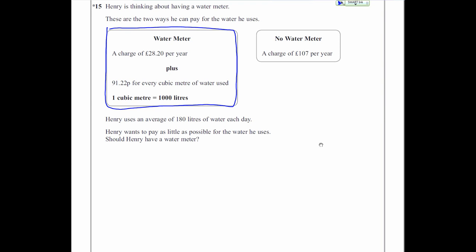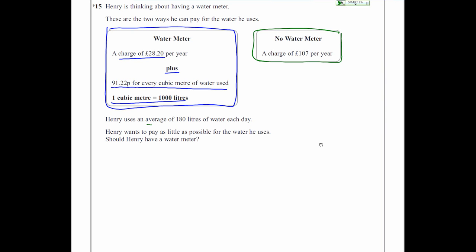He has a charge of £28.20 per year plus 91.22 pence for every cubic meter of water he uses. And 1 cubic meter equals 1,000 litres. If he doesn't have a water meter, he's just going to get charged £107 a year. And actually, when I moved into my new house, there wasn't a water meter. I put a water meter in because I knew it was going to work out cheaper for me. Let's see if it's going to be cheaper for Henry.